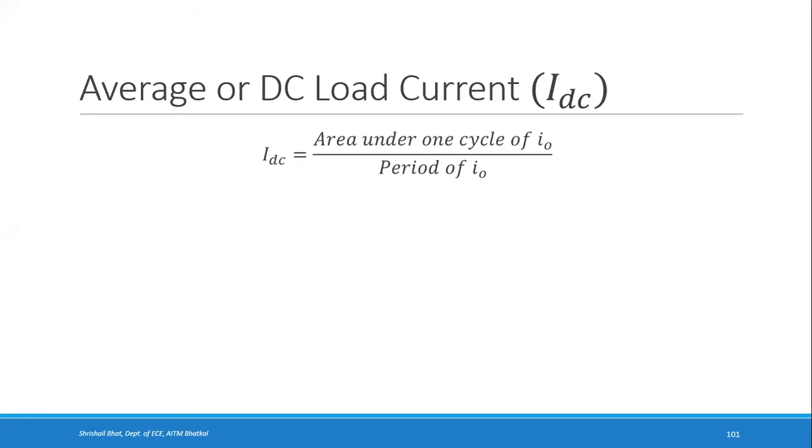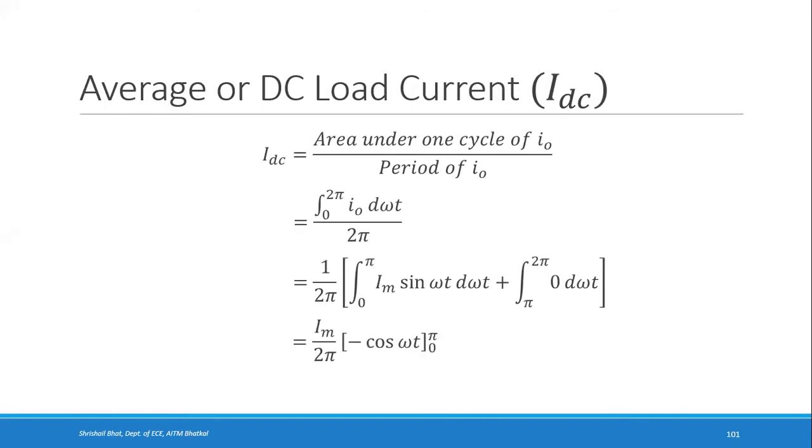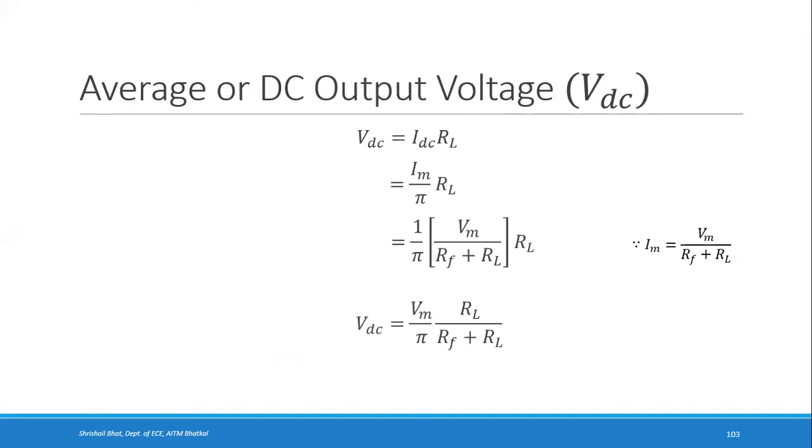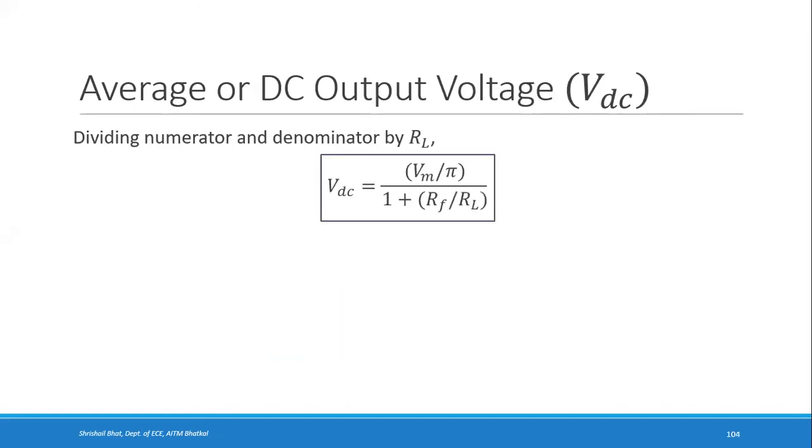In the previous class, we have seen the circuit of a half-wave rectifier, and we have seen its operation. We have also seen one of the parameters, that is the average or DC value of the load current. We have derived the expression for IDC, that is the DC load current, and from that we have also got the expression for VDC, that is DC output voltage.